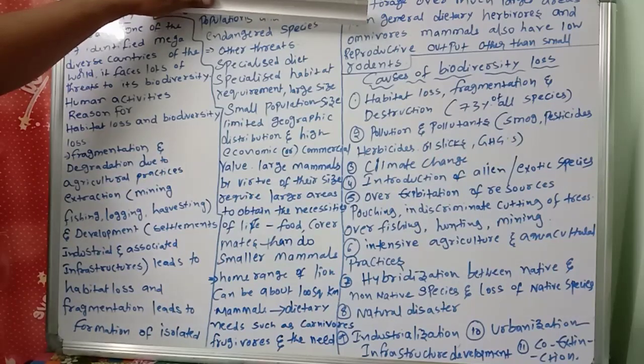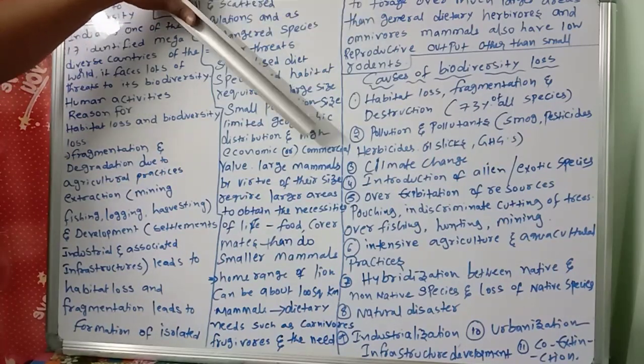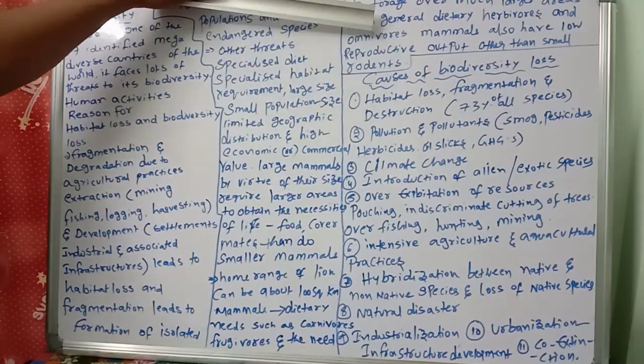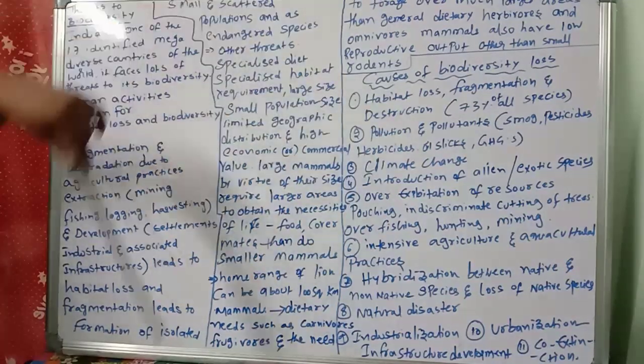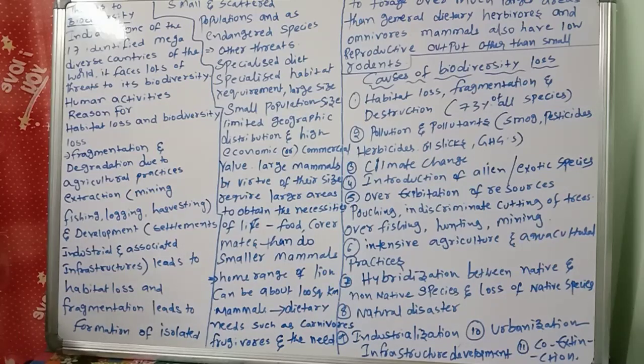So reproductive ability is also very low. So these all are other threats. For example, herbivores and omnivores are general, but frugivores and carnivores need to forage over much larger areas than general dietary herbivores and omnivores. Larger areas are required. So these all affect which one?